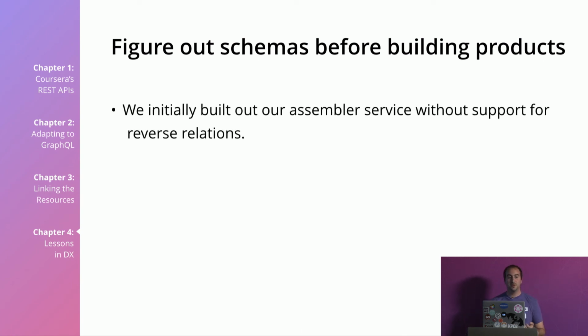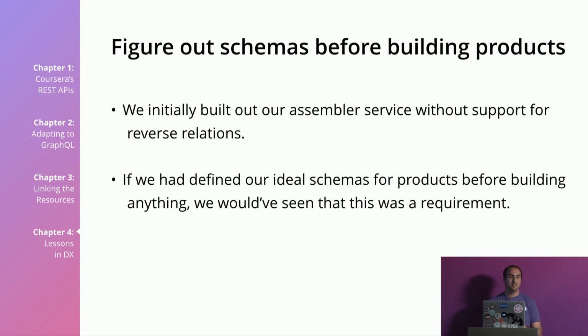Initially, we built our assembler GraphQL service without support for reverse relations, because we looked at some of the code and we were like, oh, we probably don't need that. Well, developers will find ways around it. It's going to be too much work. But if we had looked at all of our schemas for all of the products before we built this, we would have seen that we definitely need to build something like this. There was just no way that we could get around it. We did some work on scoping out our schemas before we built this, but we could have done a lot more around figuring out all of our ideal schemas and then building the GraphQL product from that.